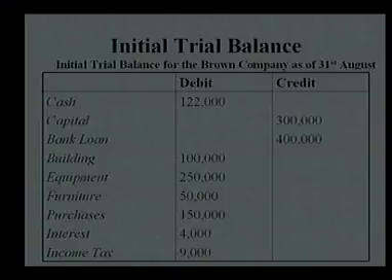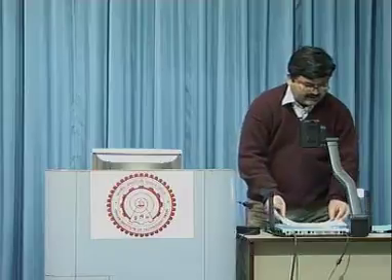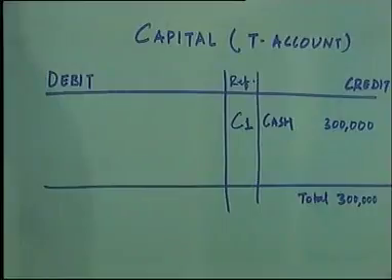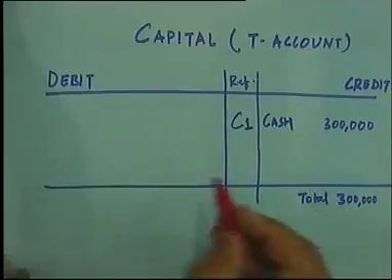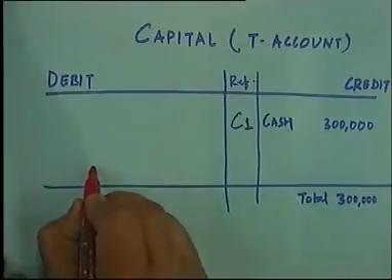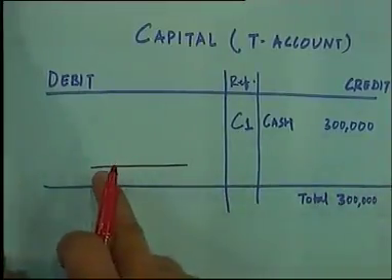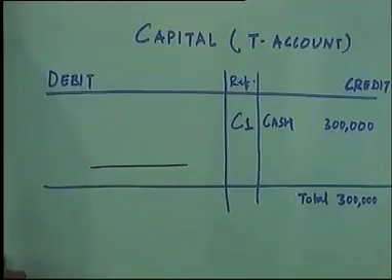For example, if you look at the capital T account, look at the capital T account. This is what we did. Now, what you can do from here onwards, this next step I will write in a different color. Now, you find that there is a difference here. 300,000 is under credit, but there is nothing under debit. Now, accountants will be quite unhappy with this.